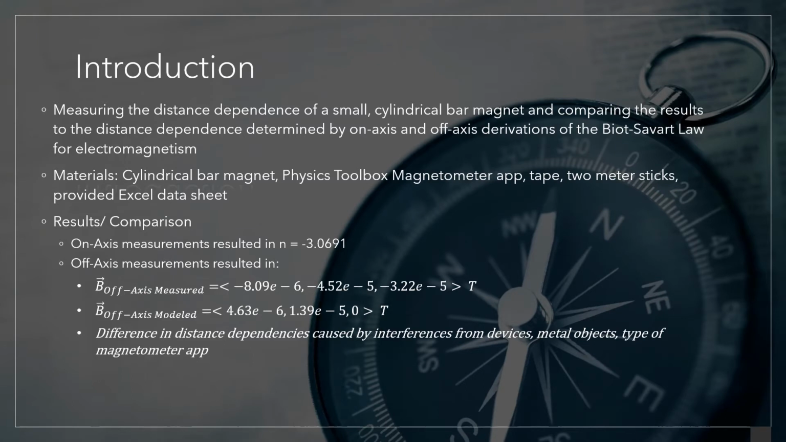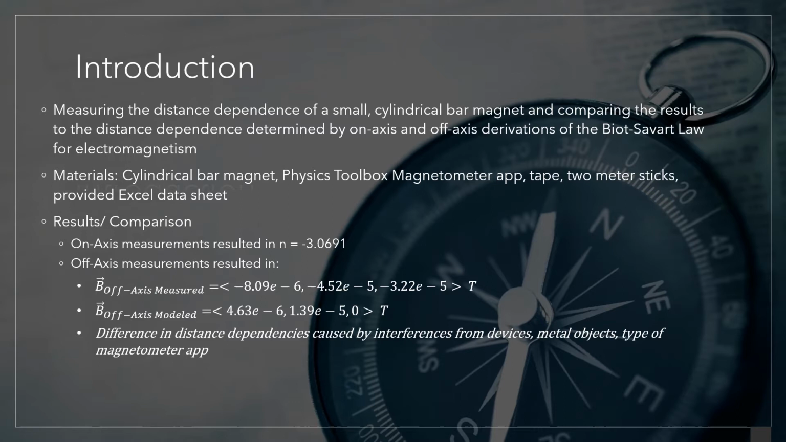In this lab, we focus on the distance dependence between a solid bar magnet and a magnet sensor versus the distance dependence that can be calculated using derivations of the Biot-Savart law. We mainly use one cylindrical bar magnet, the Physics Toolbox magnetometer app, or some similar to it, 2 meter sticks, and a provided Excel sheet for data collection.